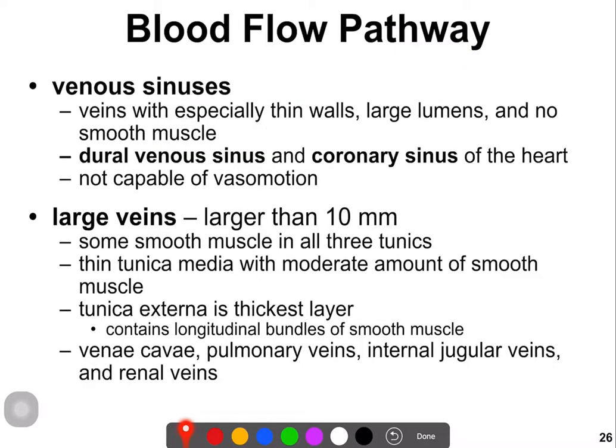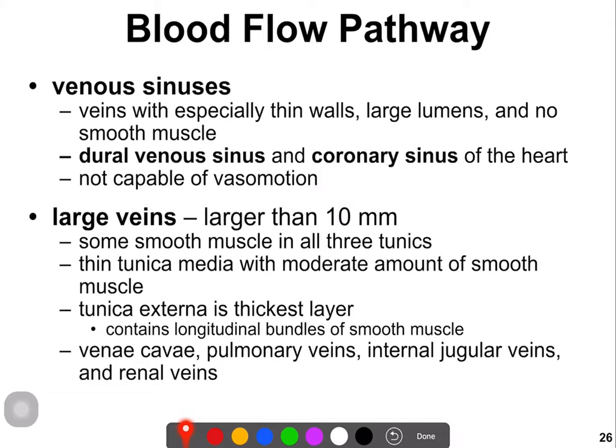We also have venous sinuses, and these are very thin-walled, with large lumens and no smooth muscle. These include the dural venous sinus, which we saw in the previous course when we were looking at things like the meninges, and the coronary sinus at the back of the heart, which basically receives the venous blood from the myocardium itself. And they're not capable of vasomotion.